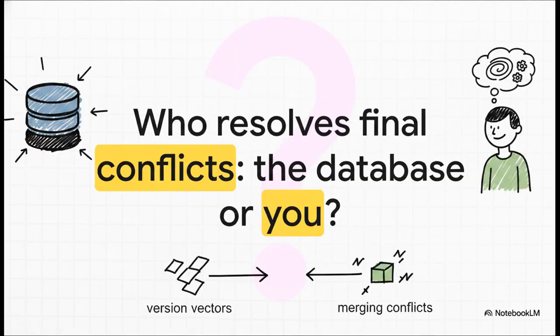Before we go, I want to leave you with one final provocative question. If version vectors ensure no data is lost by faithfully keeping these siblings alive, who actually resolves the final, complex conflicts when simple math just isn't enough? Is it the database, or is it you, the application developer? It's a truly fascinating trade-off.